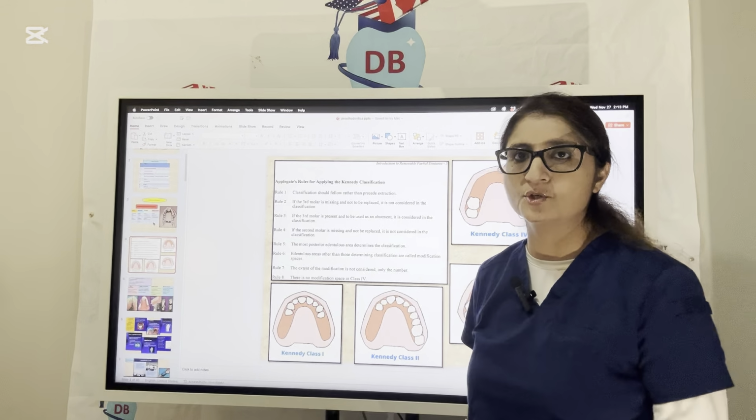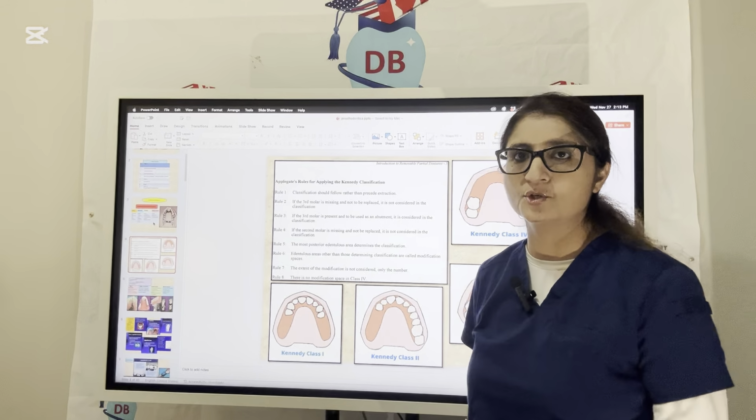So what are the Applegate rules? Before we can put the Kennedy classification as class 1, class 2, class 3 or the modification spaces, for example, we can also have Kennedy class 2 mod 1. In which you can have Kennedy class 2 on one side and then you can have mod 1P, another posterior tooth missing on the other side. So it becomes Kennedy class 2 mod 1P, or it can become mod 2P. 2P is when two posteriors are missing on the opposite side. Mod 1A, 2A is based on the anterior teeth, one is missing or two are missing.